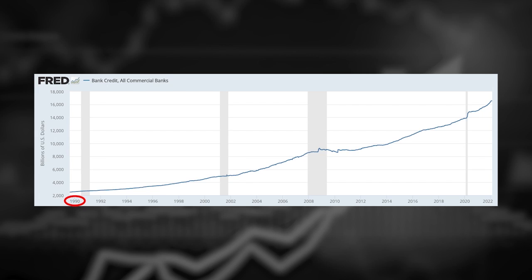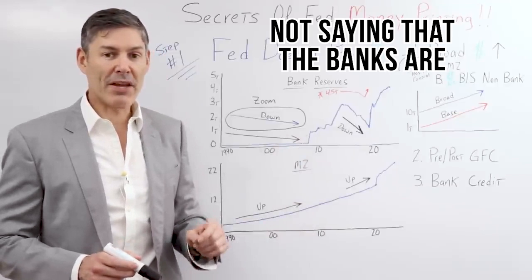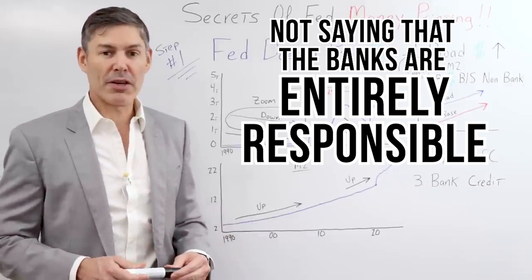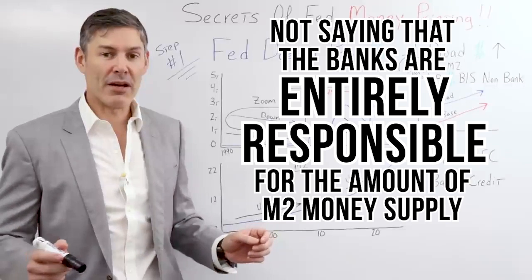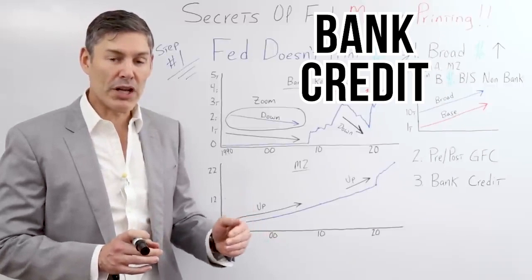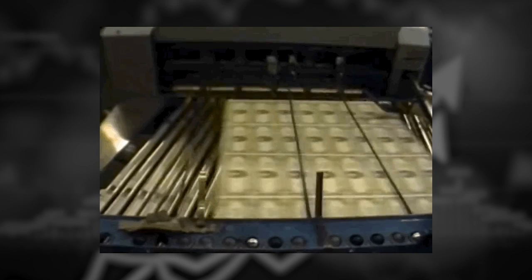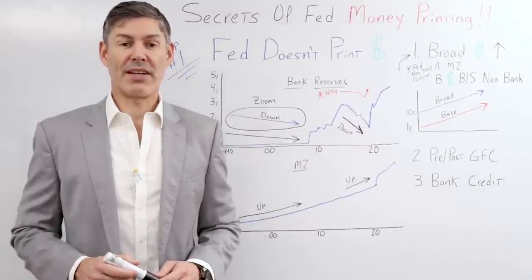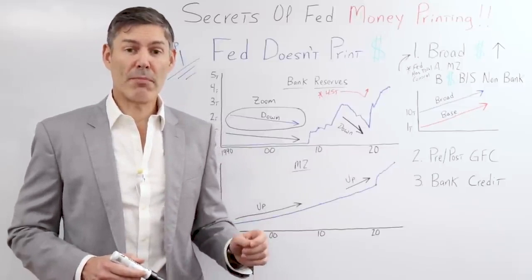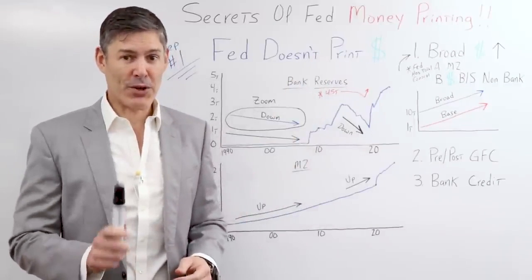And we can see that this chart looks a lot more similar to M2 money supply than the chart of bank reserves. Now, I'm not saying that the banks are entirely responsible for the amount of M2 money supply during a time when the Fed is doing basically QE infinity, but I'm saying that the bank credit or issuing loans has a lot more to do with money printing, quote unquote, than the Fed's balance sheet. Now, I will admit there are times when quantitative easing can contribute to broad money supply actually increasing. But trust me, it's not what you think.